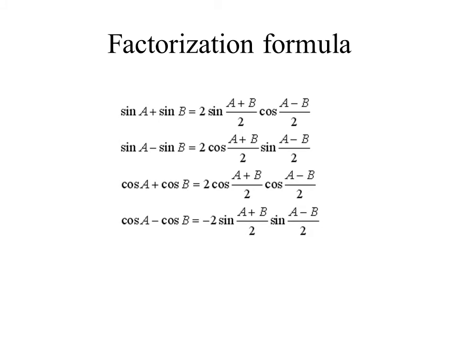Next, factorization formula. sin A + sin B is equal to 2 sin((A+B)/2) cos((A-B)/2). sin A - sin B is equal to 2 cos((A+B)/2) sin((A-B)/2). Next, cos A + cos B equal to 2 cos((A+B)/2) cos((A-B)/2). Last one, cos A - cos B, not that, here minus 2 sin((A+B)/2) sin((A-B)/2).